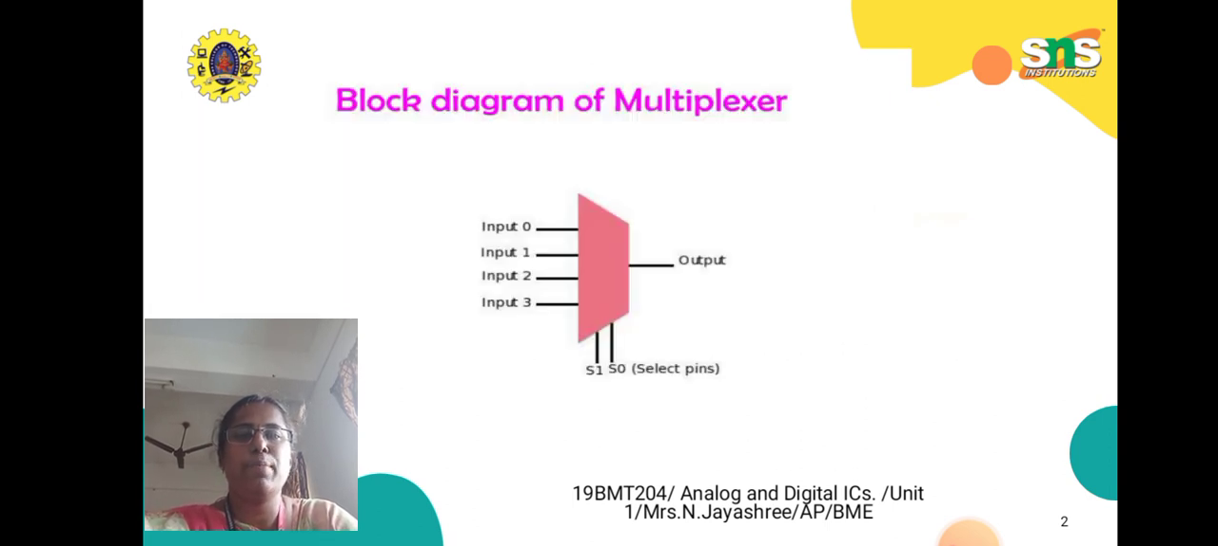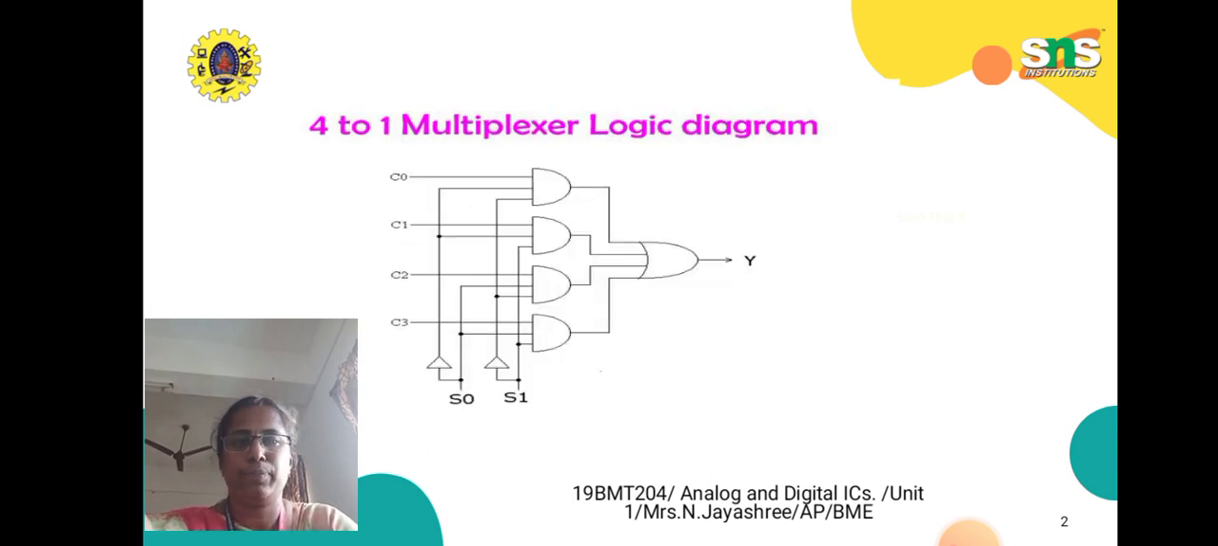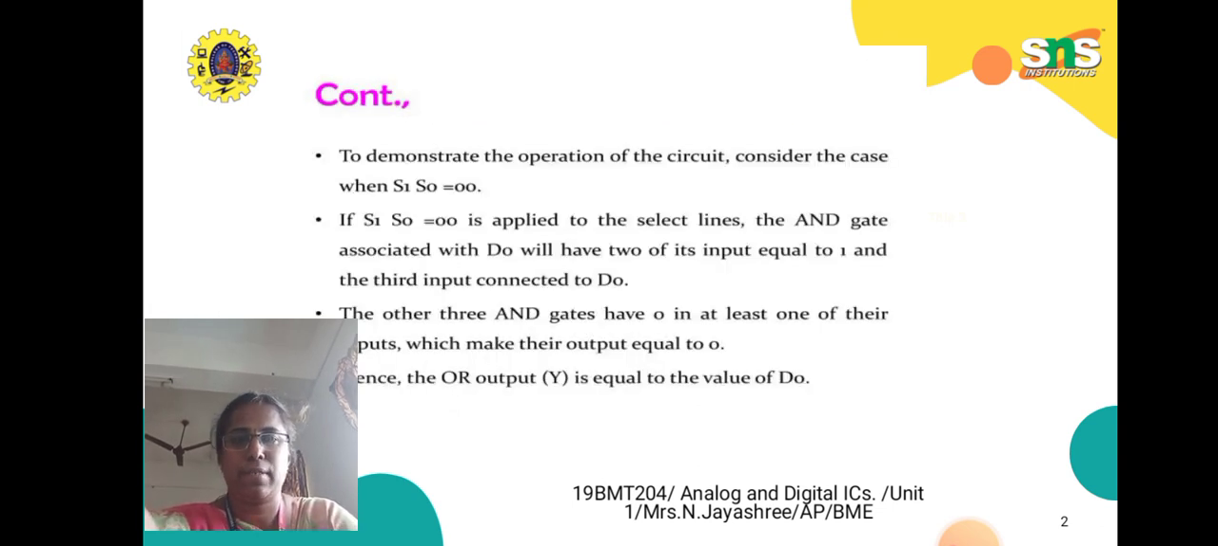This is the basic block diagram of a multiplexer. We already saw that with 4 inputs and 2 select lines, 1 output will come. In general, if it is a block diagram, there are 2 power n inputs. If n equals 2, 2 power 2 is 4. So 2 select lines, 4 inputs and 1 data output. So it is a 4 is to 1 multiplexer. This is the exact logic diagram of the 4 is to 1 multiplexer.